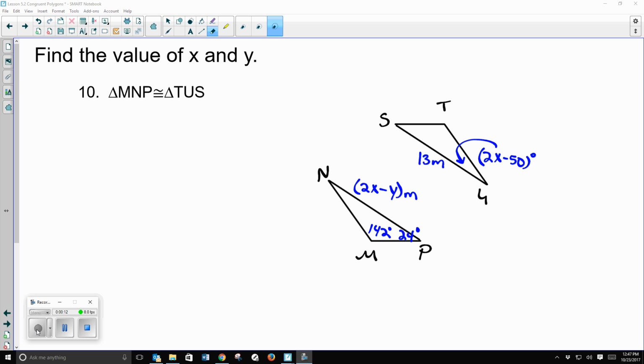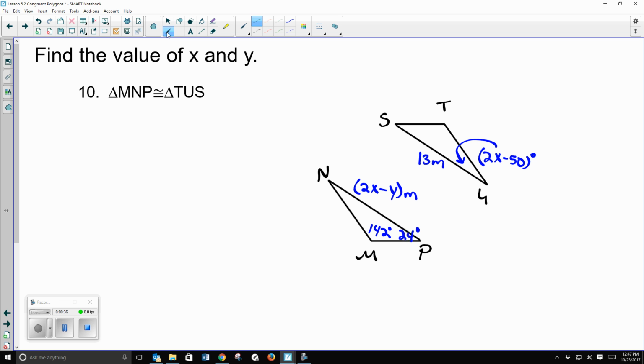Okay, so do I have all the information up here? I do. All right, find the value of x and y. Here we have x and y in this expression. Here we just have x. So if I'm finding x and y, I don't want to start out with the one with x and y in it because I would have to have two equations and two unknowns. We'll start here with this one, 2x minus 50.